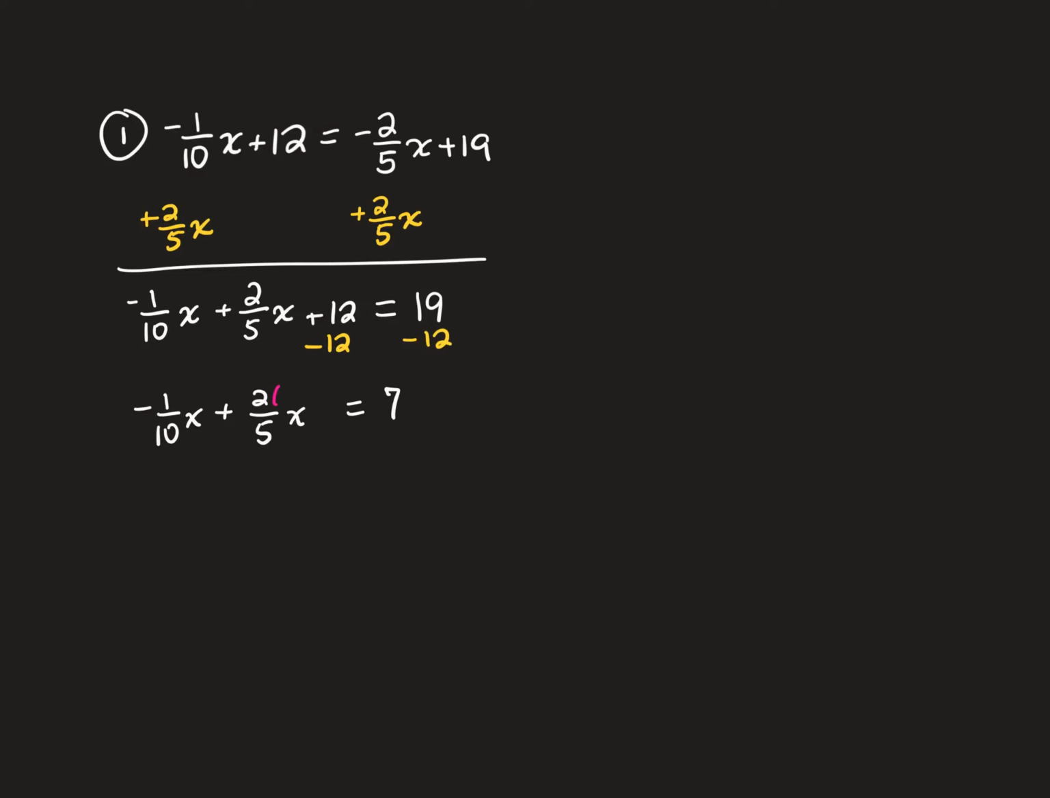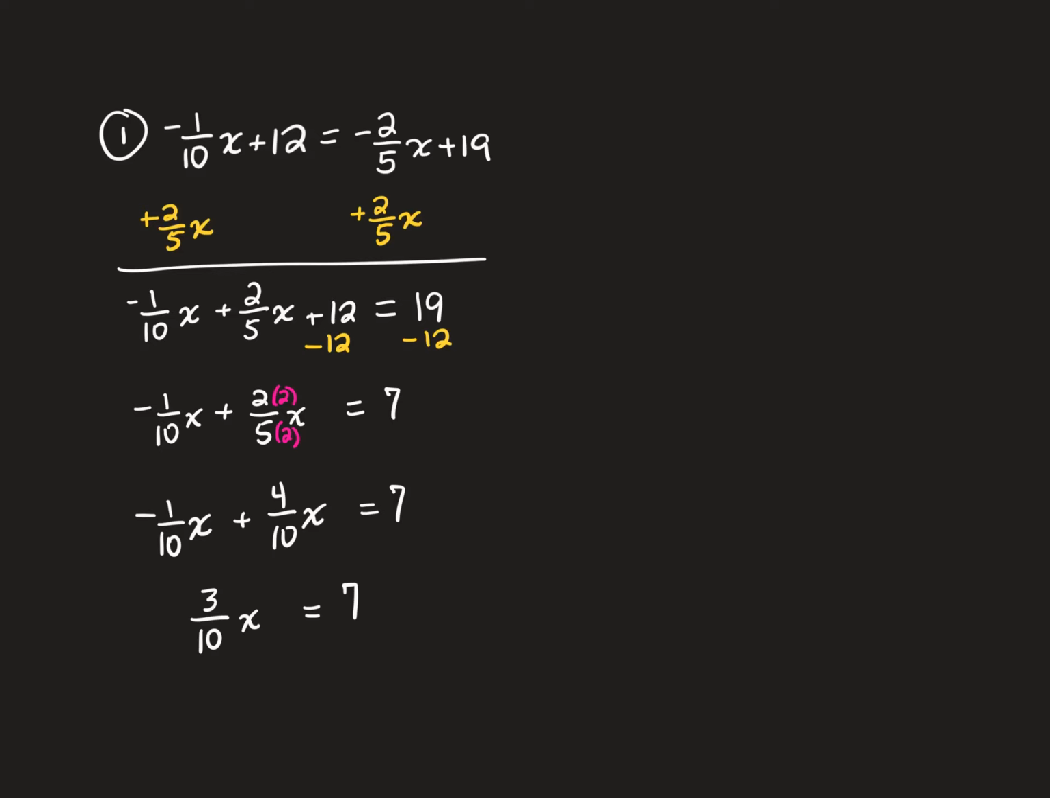So let's go ahead and multiply by 2/2, because then that will give us a common denominator of 10. So it'll give us 4/10x equals 7. And then I can add negative 1/10 and 4/10 together. That's going to be 3/10. So 3/10 x equals 7. So you can do this a couple different ways.